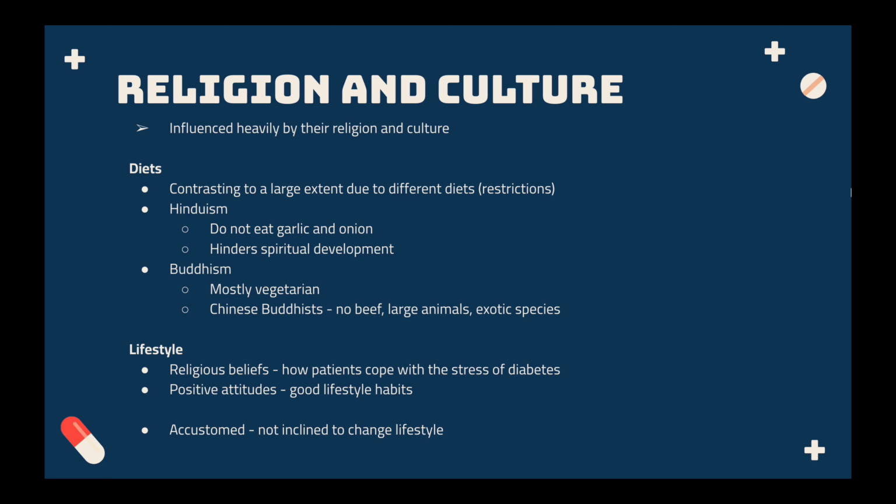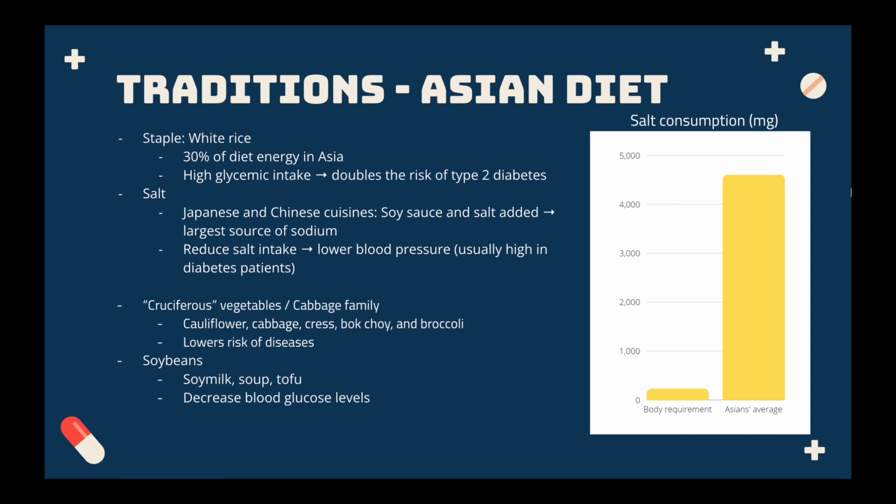Now, how well do you know the traditional Asian diet? Most of you probably eat white rice daily, as it is our staple food, but its high glycemic levels actually double the risk of type 2 diabetes. In Japanese and Chinese cuisines, we tend to add a lot of soy sauce and salt. For the average Asian, we take thousands more milligrams of salt than our body should take.